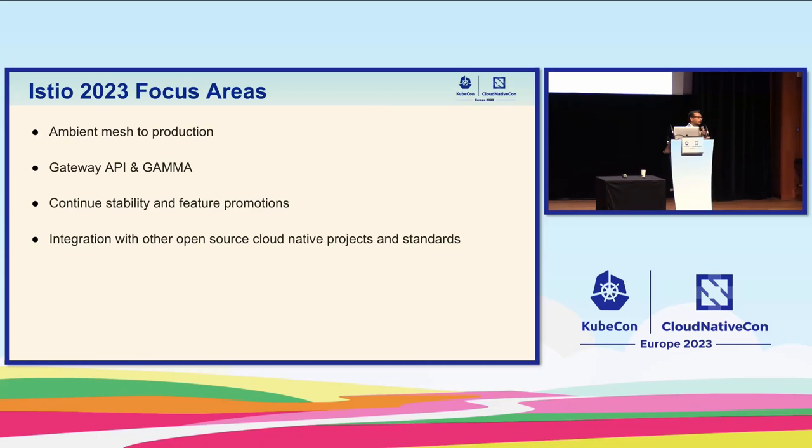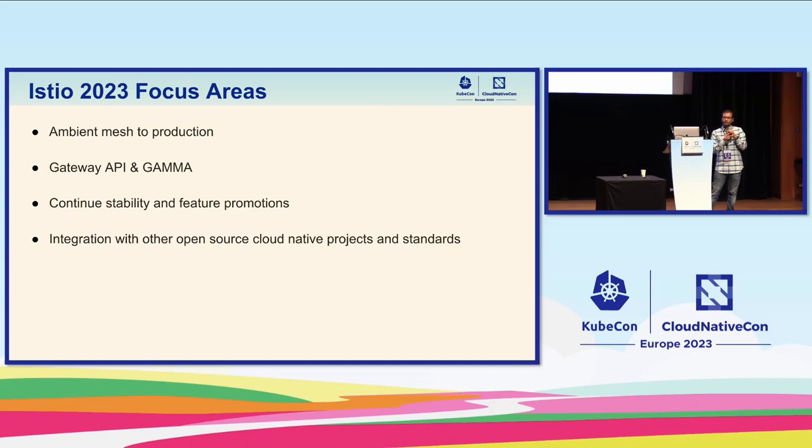So the Gateway API in Kubernetes is maturing. We want to make sure we continue to participate and be the leader in that API and in those conversations. The GAMMA API is another initiative to make sure the Gateway API conforms well to the mesh architecture and the mesh needs. Many of us from the community are involved in that effort. And again, we want to continue the stability and future promotions. There's a long laundry list of features and APIs that are currently in alpha or beta state and we want to continue to promote them.